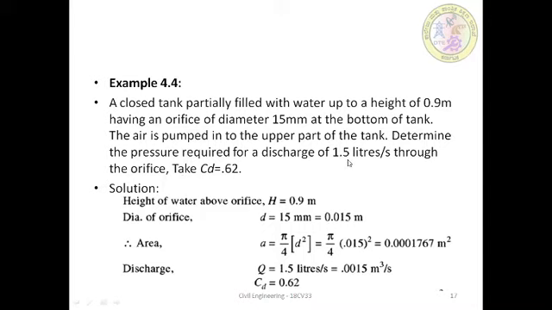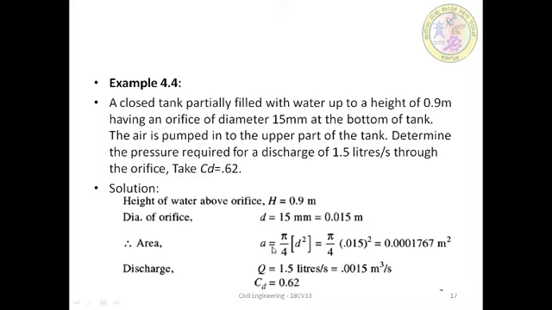And the coefficient of discharge, CD, is 0.62. Now let us write down the given data one by one. The head of water above the orifice, h, is given as 0.9 meter, and the diameter of the orifice is 15 mm. Convert the mm into meters, so the diameter is 0.015 meter.